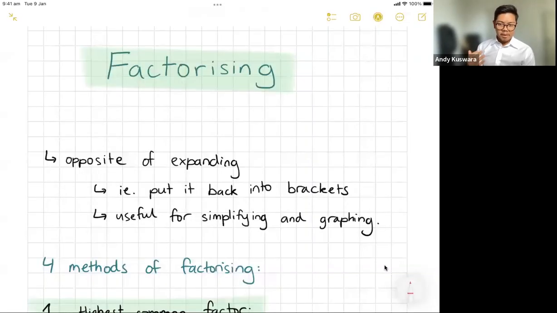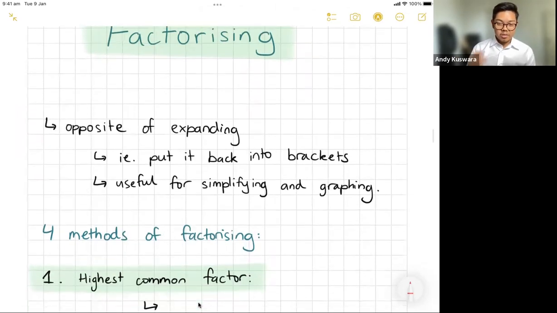So today is talking about factorizing. It's the opposite of expanding. So hopefully you've done your expansions, and now we're talking about factorizing. Basically the idea is we take a factor outside of a bracket, and then we reintroduce brackets in. It's usually very useful for simplifying and graphing. I'll get to graphing later. We're not going to worry about that for now, but for simplifying algebraic expressions, and even for solving some algebraic equations later on, we'll use these.